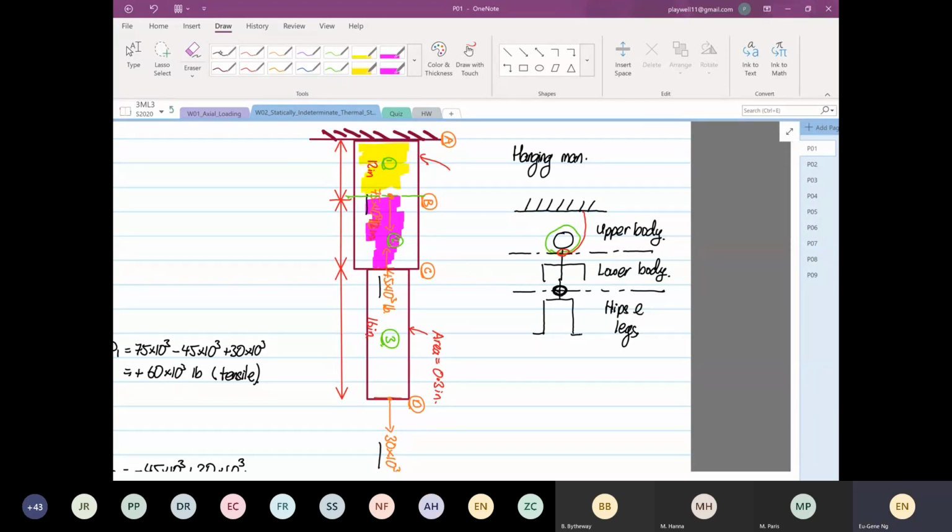And then lastly, this part over here, it can only feel the what? 30. The 30. Right? Does that make sense? Yes or no? Yeah, it makes sense. Yes.